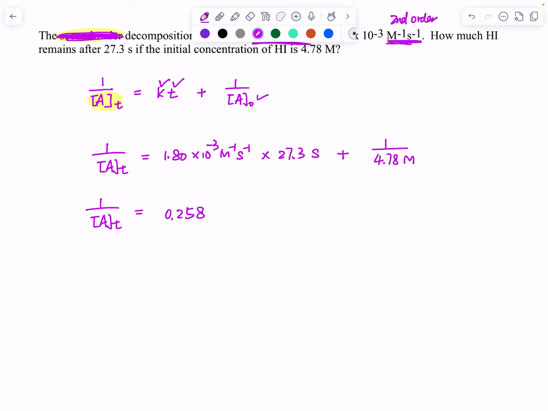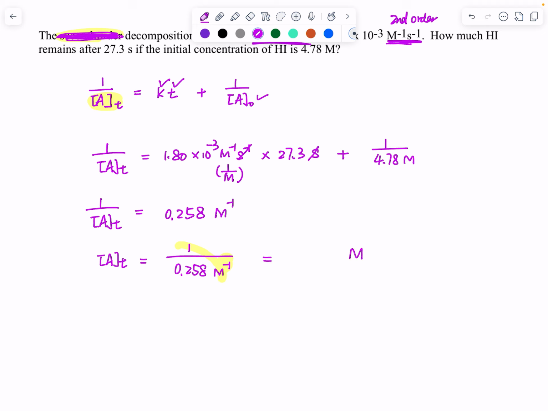0.258. The unit, look at this, the seconds cancel out. This to the negative 1 is essentially the same thing as 1 over molar, right? So then the unit is molar to the negative 1. Now we can solve this by isolating the concentration, which on the other side is 1 over 0.258 molar to the negative 1. Then you already recognize that negative 1 to the negative 1 comes out positive, right? The unit will be molar, which is the concentration.